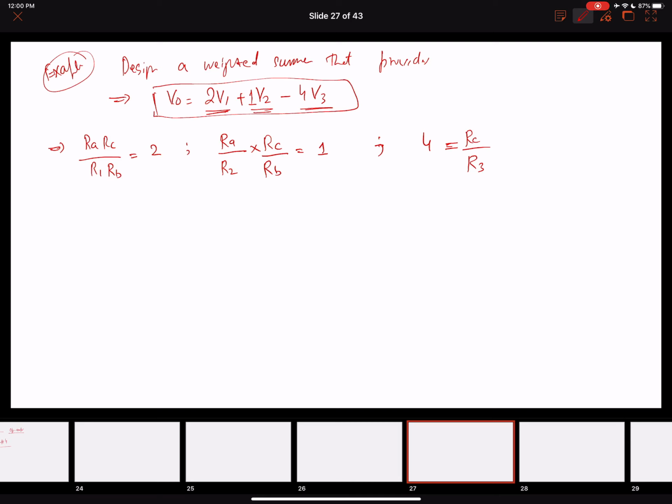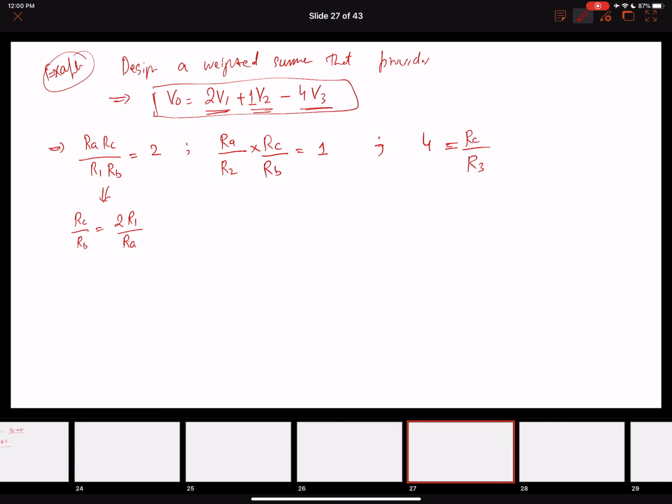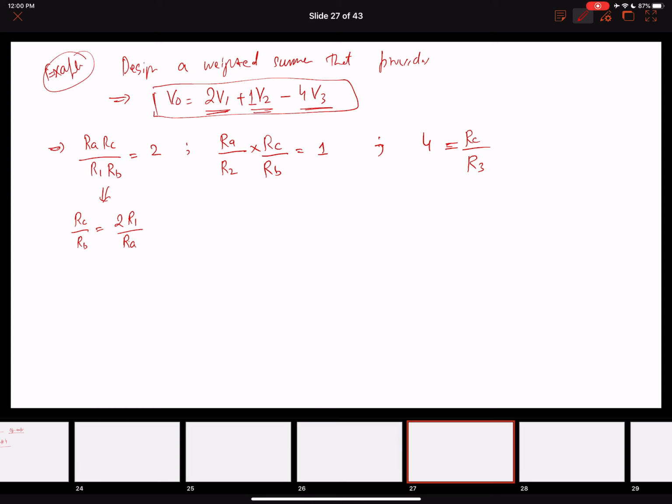RC over R3, okay, great. So from this, what I can do is RC over RB equals 2 R1 over RA. Sorry, let me go back. What we have is RA over R1, RC over RB, RA over R2, RC over RB. Okay, right. So I use this equation, RC over RB equals 2 times R1 over RA.